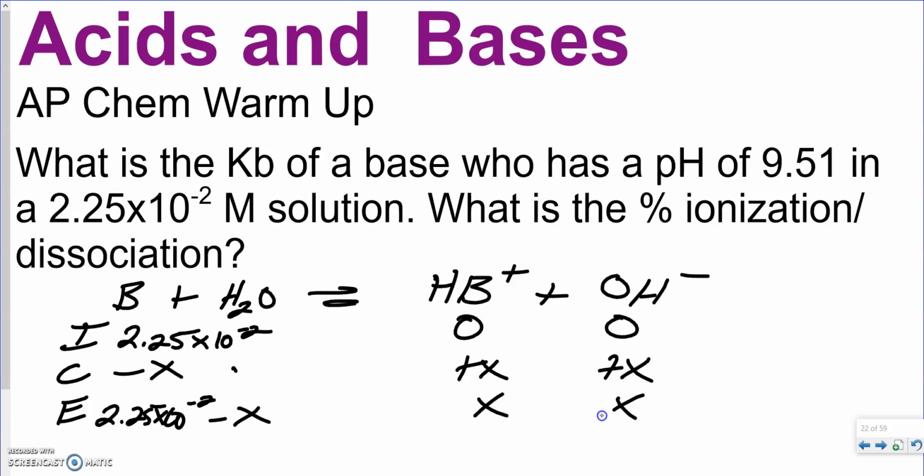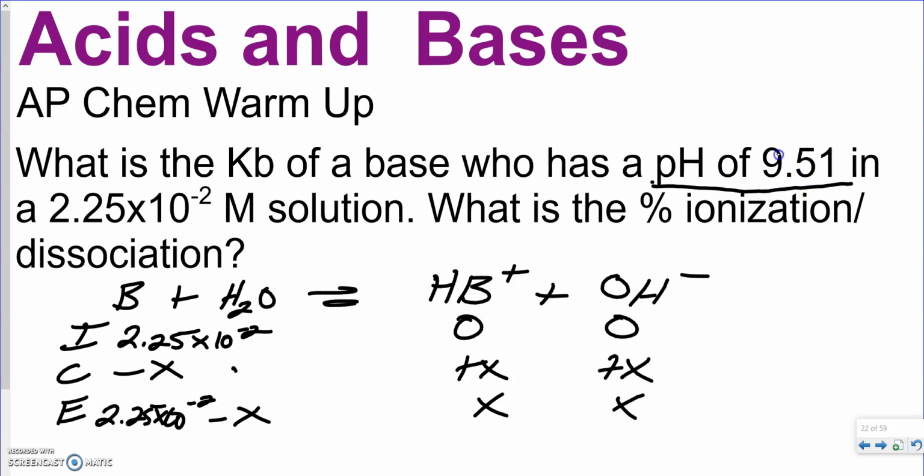So what in the world do we do from here? We're not given a percent dissociation. We're being asked to solve for it. We're also not given a KB. We're being asked to solve for it. So what do we do? We use this information right here. This is very common in basically College Board, college chemistry, general chemistry, whatever types of problems you want to think about, where you're having to work backwards a little bit here.